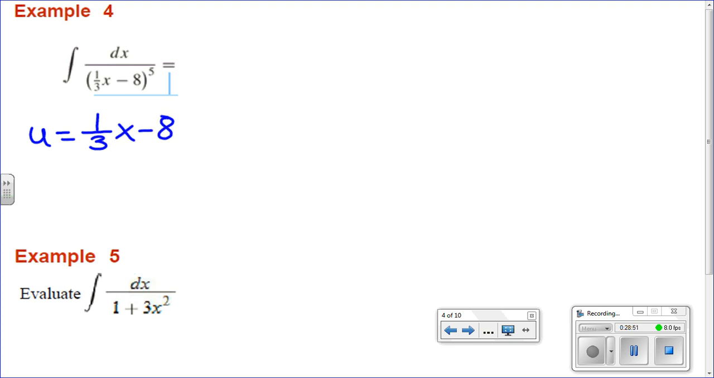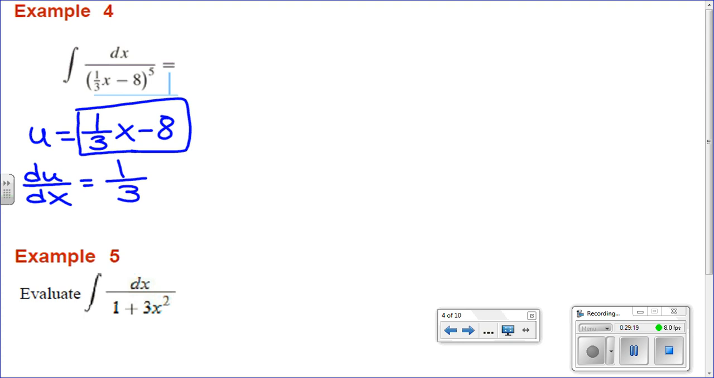That's it. Now, what is du dx? X squared. Not integration. 1/3. Just 1/3. That's it. We're taking the derivative, remember, guys? So, the derivative of this part right here is just 1/3 x to the power of 0, so that's why it's just 1/3. And then what's the derivative of negative 8? 0.